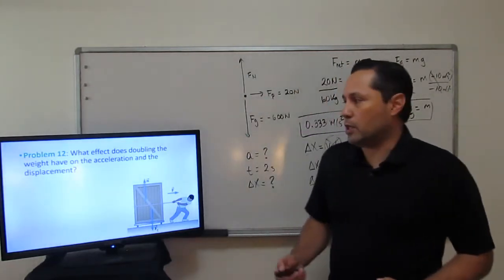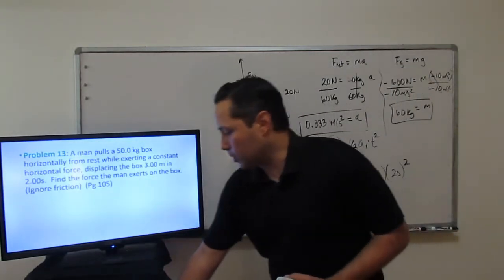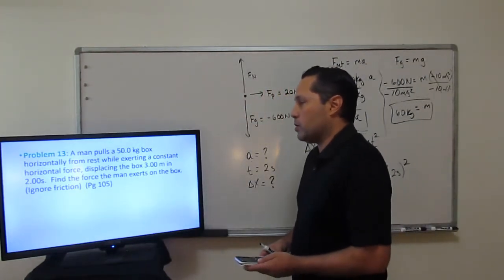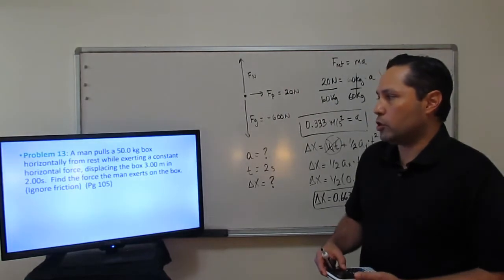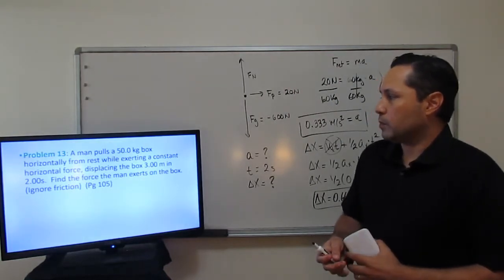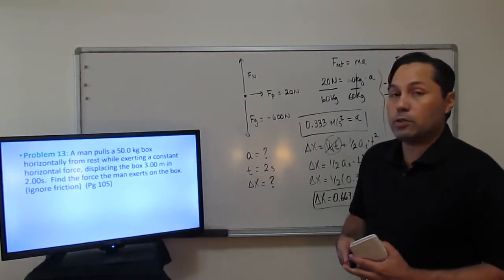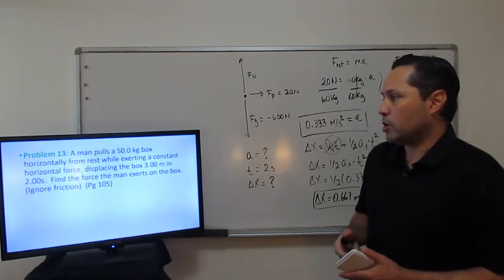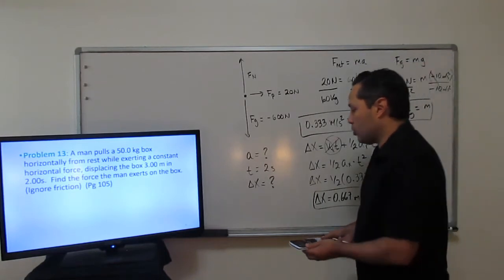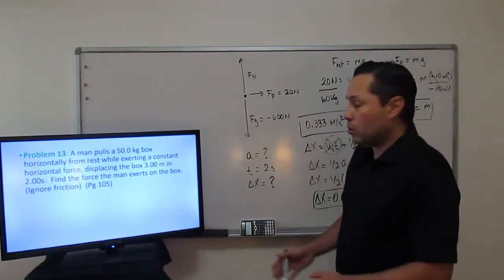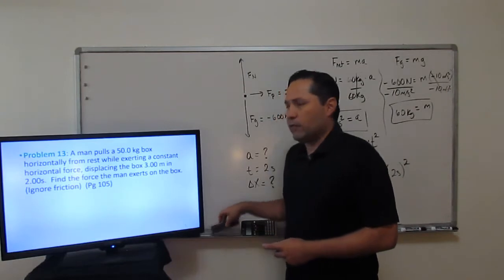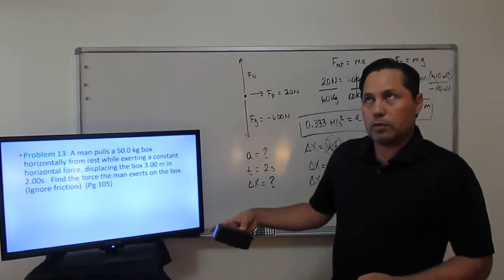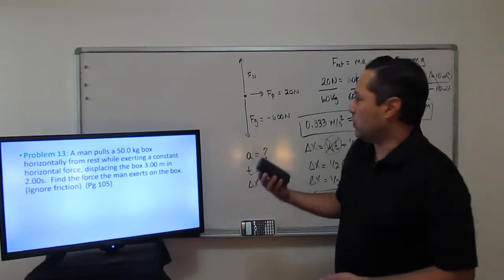This one's number 13. In this problem they ask you the following question. A man pulls a 50 kilogram box horizontally from rest while exerting a constant horizontal force, displacing the box by 3 meters in 2 seconds. Find the force the man exerts on the box. And they ask you again, ignore friction. In unit 2, friction will come in later after we're done working with Newton's third law. We're going to add to it later.